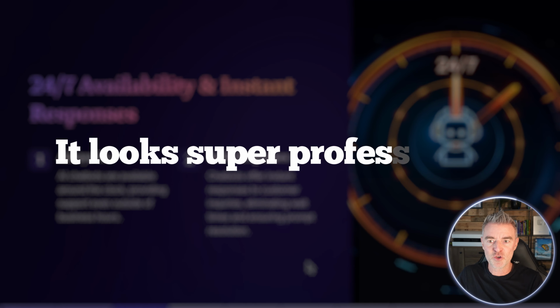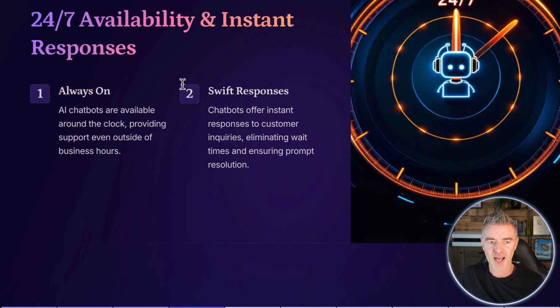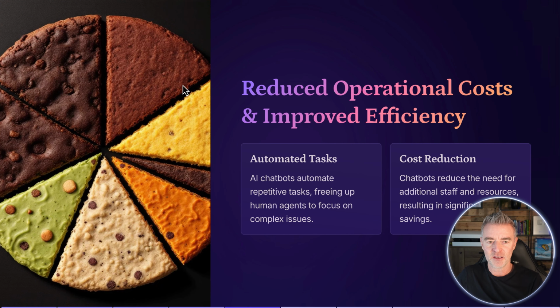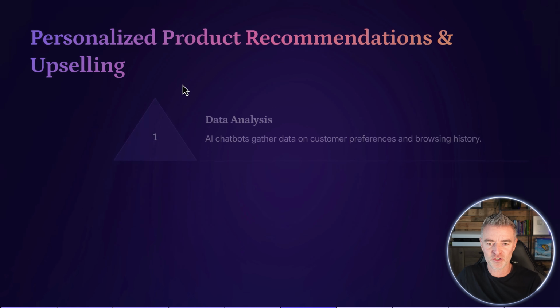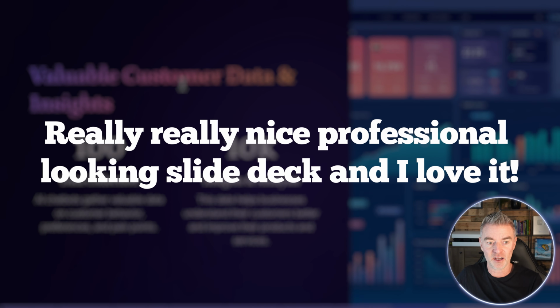It looks super professional. I mean, we've got here 24/7 availability. It's obviously written that and then used those words to determine what image would go with the words, because it's picked a clock there with 24/7 at the top of it. Increased sales. That's a brilliant picture, is it not? We've got a nice going up chart with an e-commerce trolley on there. Look at this. Reduced operational costs. Brilliant. Really, really nice, professional looking slide deck, and I love it.